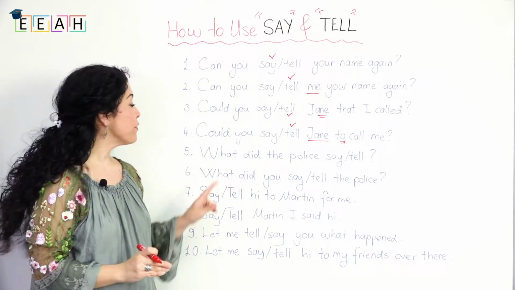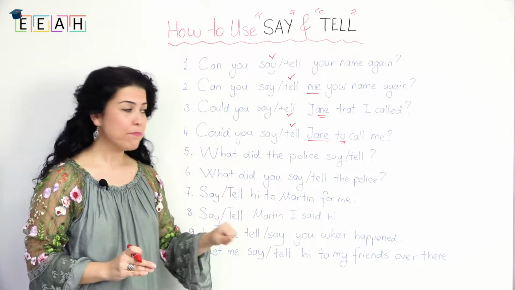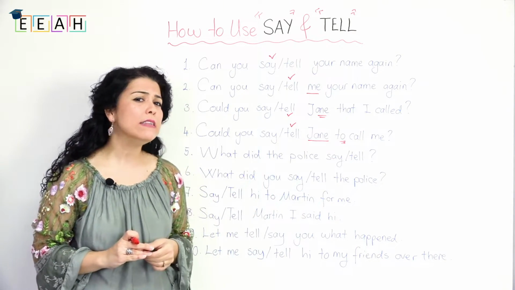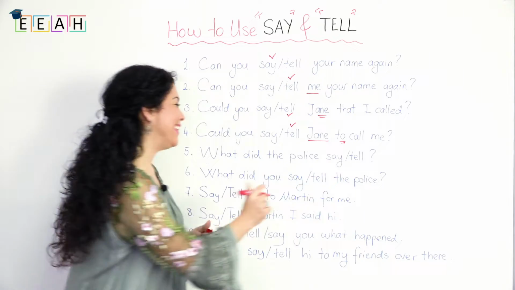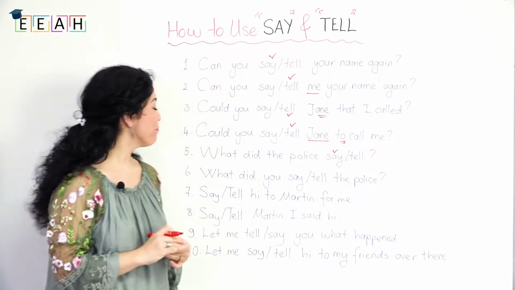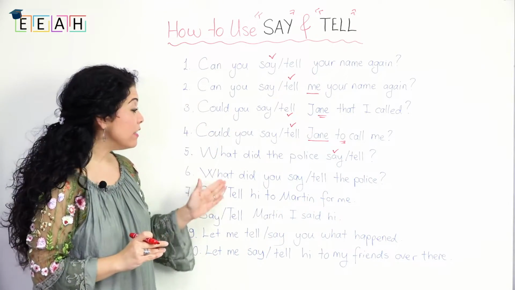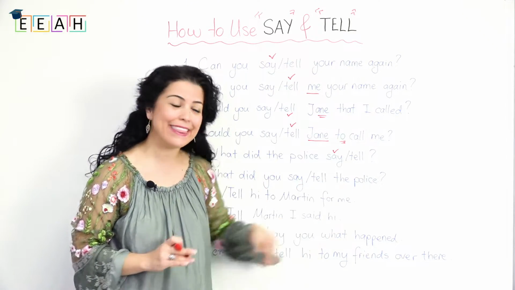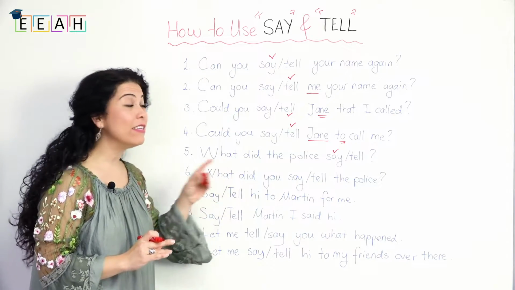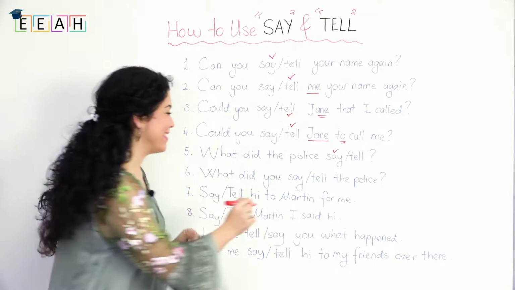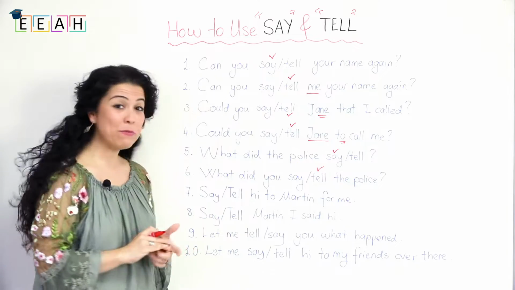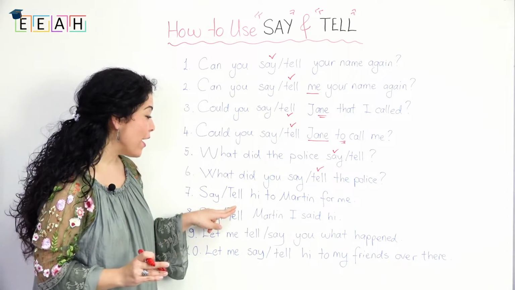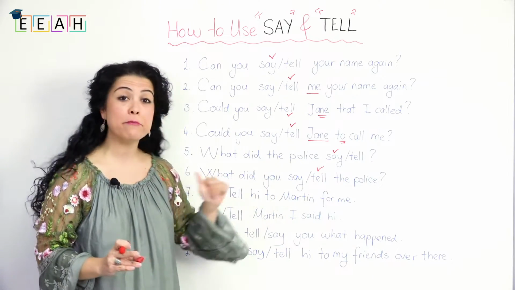Number 5. What did the police say or tell? What did the police say? Yes. What did the police say? Number 6. What did you say or tell the police? So there is a person again. We should pick, what did you tell the police? Yes.